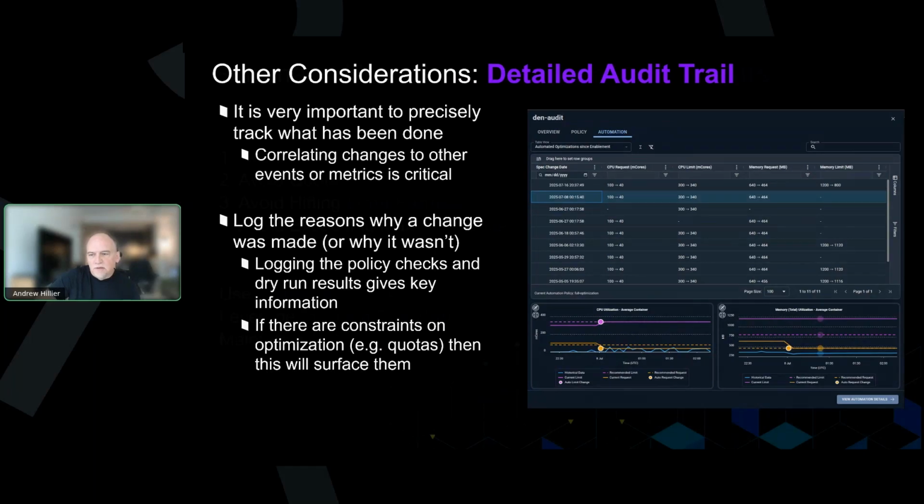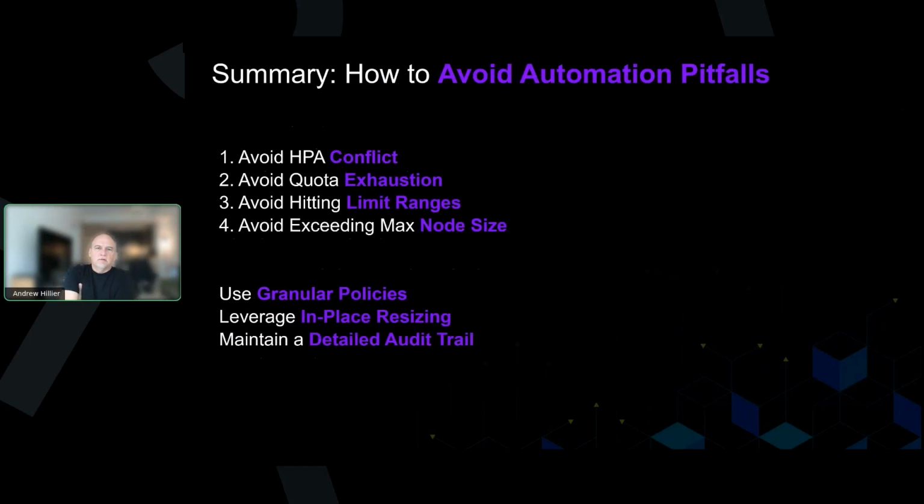So I can just go quick here because we're a couple of minutes left. So summary, how to avoid the four main things: avoid HPA conflict, avoid quota exhaustion, avoid hitting the limit ranges, and avoid making a container bigger than the biggest node. If you do that, and combine that with the right answers, the actual optimal values, you should have a very safe automation strategy. Again, using granular policy control, in-place resizing, having an audit trail, all these are important aspects of successfully automating resource optimization in a Kubernetes environment.